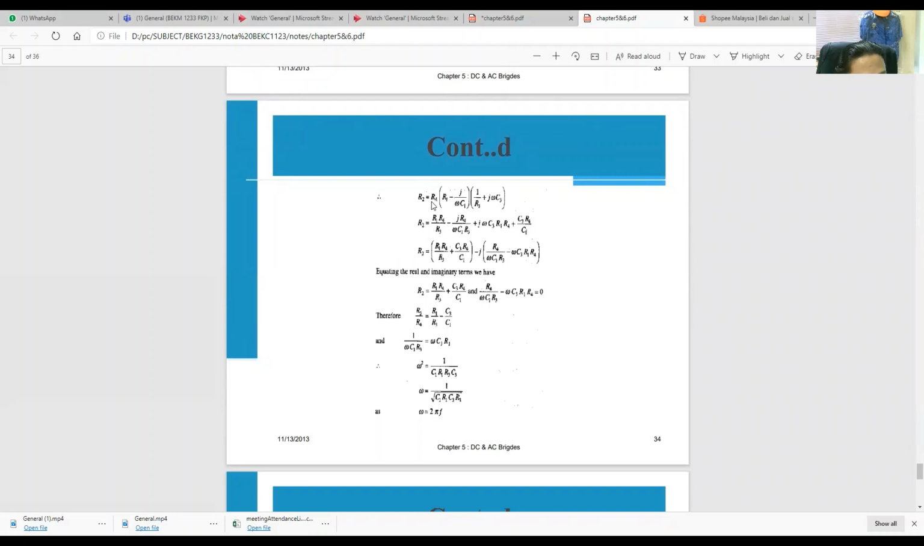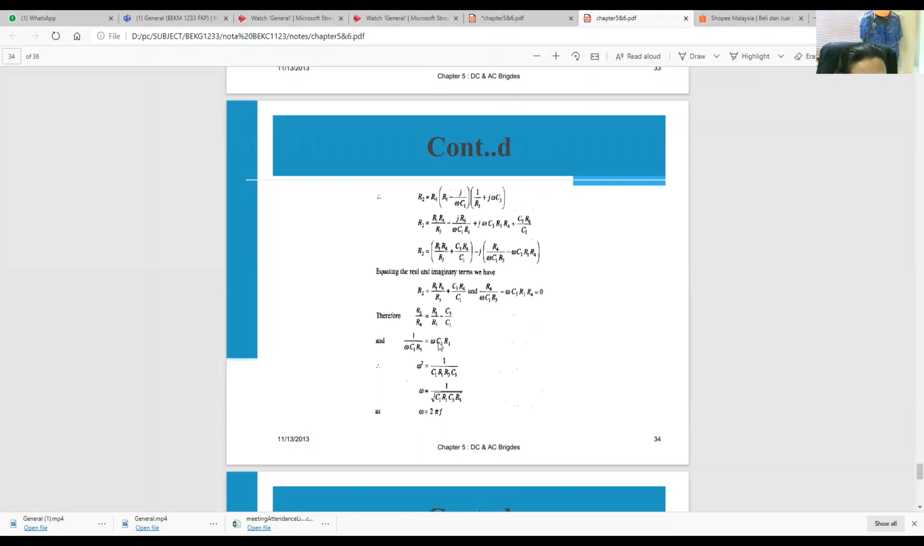From this we can compare real and real, imaginary and imaginary. At the end you get R2 over R4 equals R1 over R3 minus C3 over C1. So that's the equation. This one we can use to measure C3, and then we can also measure the frequency using this formula.